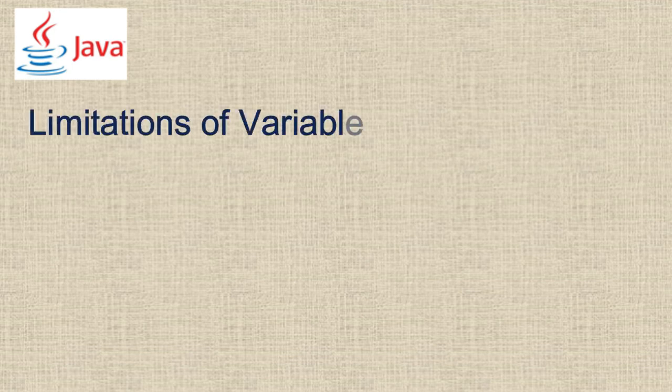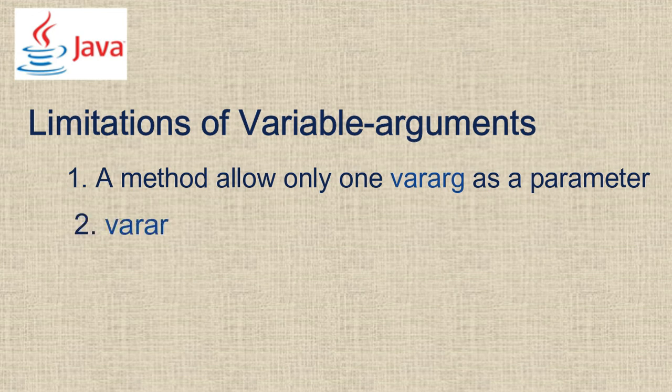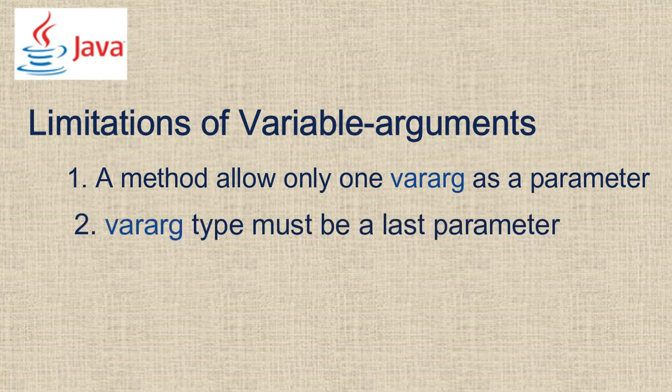Variable arguments have two limitations. The first one is that the method will allow defining only one variable argument as a parameter, and the second limitation is that the variable argument type must be the last parameter in the method signature.